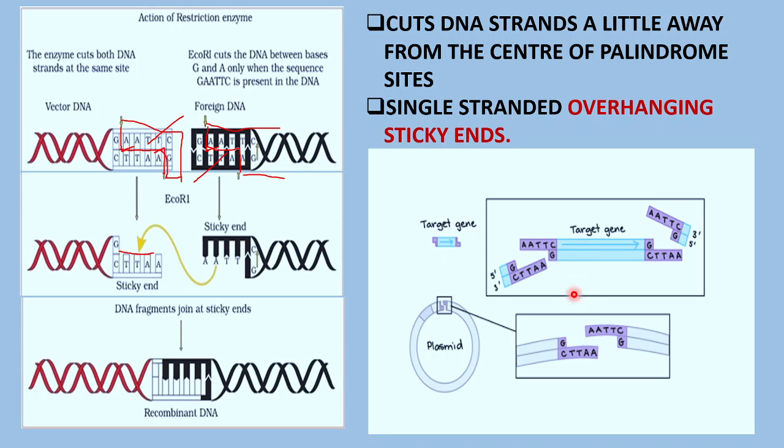Now, next event, what can be done? The target gene can be placed here. You can see how it can fit. This will fit in here because you see they are the complementary bases. These ends will be called the sticky ends, overhanging ends.